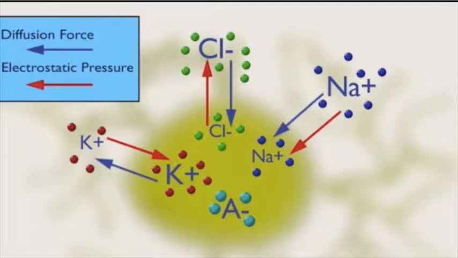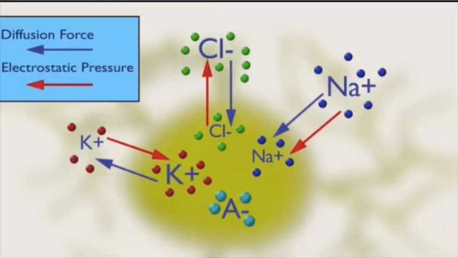When the neuron is at rest, there is more potassium, K+, inside of the cell than outside. The diffusion force pushes potassium down its concentration gradient, through the membrane and out of the neuron, but electrostatic pressure pushes the positively charged potassium in because it is attracted to the negative internal environment. Therefore, the potassium level stays balanced, which helps to keep the neuron at rest.